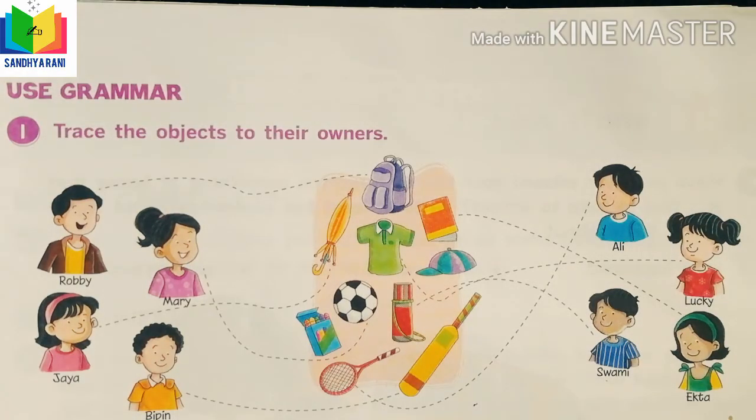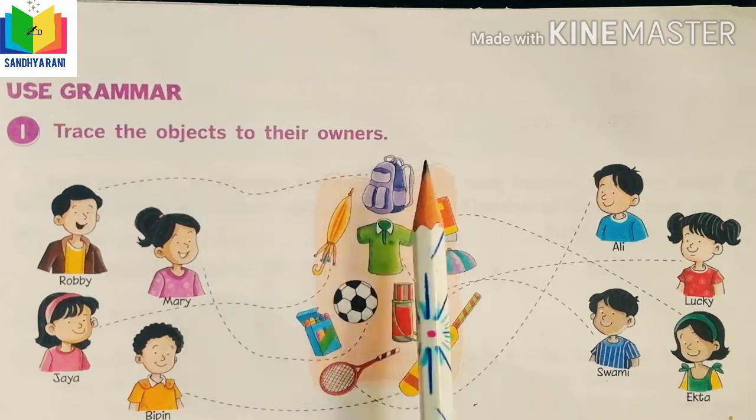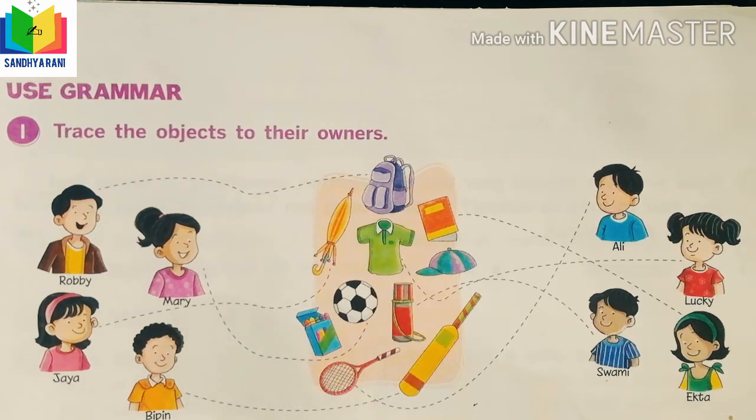Children, let us do the grammar exercise from this textbook. See here, trace the objects to their owners. Tracing is very easy, but when I ask the question, you should think twice before answering. For example, this is Bipin. This is a bat. Whose bat is this? How will you say the answer? This is Bipin's bat. Here we are using a possessive noun because this bat belongs to this person.